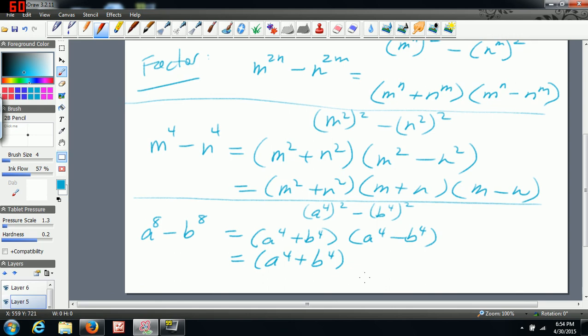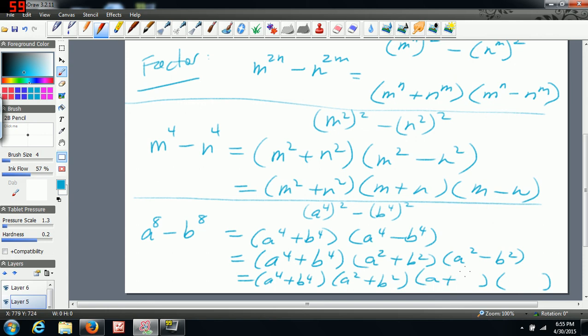This part here could be factored further using the difference of squares. This could be written as a squared plus b squared, and then a squared minus b squared, so that part. And then this part again can be factored further. So it's a to the 4 plus b to the 4, a squared plus b squared, and then this part here will be factored further as a plus b, a minus b, like that. Okay. So that would be the answer for that part.